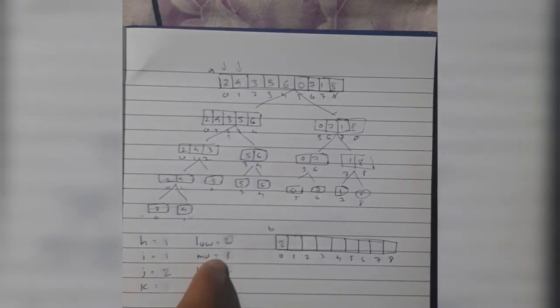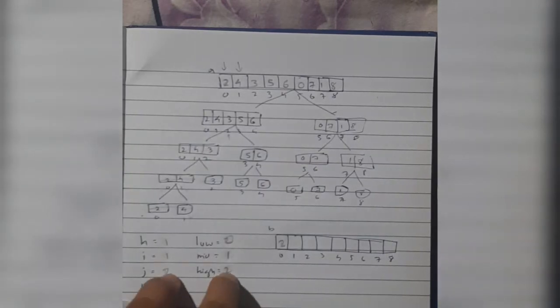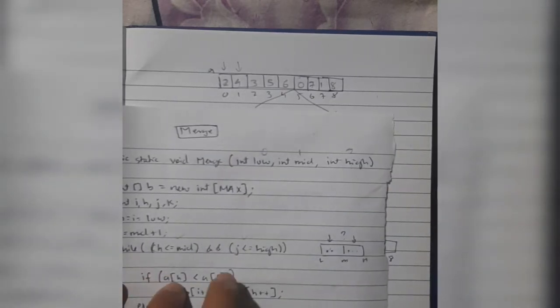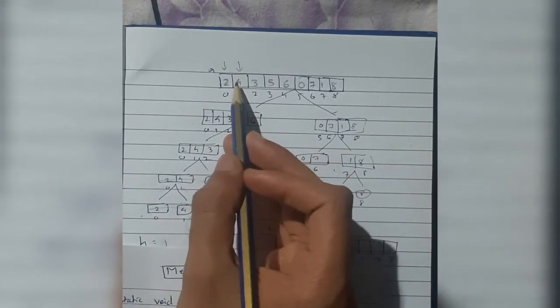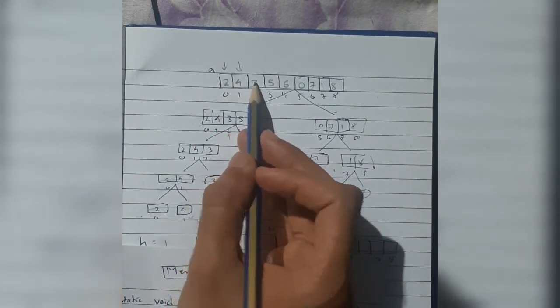Is H less than or equal to mid? True. Is J less than or equal to high? 2 is less than or equal to 2? True. If A of H is less than A of J, what is H? H is 1 now. Is A of 1 less than A of J? A of J means 2. Is A of 1 less than A of 2? Is 4 less than 3? No, it is not true.